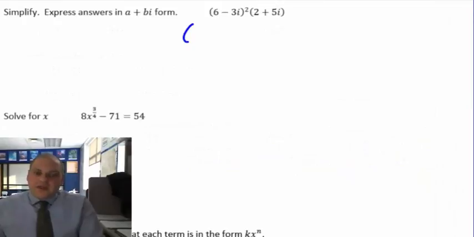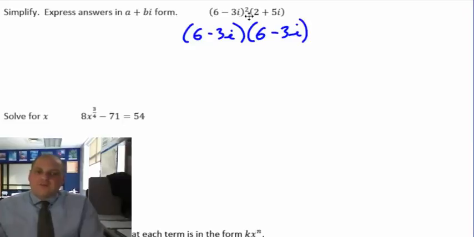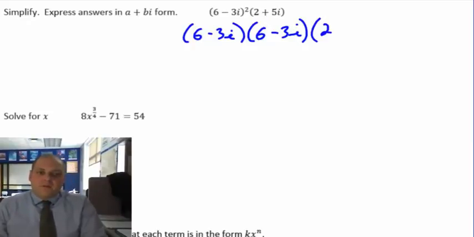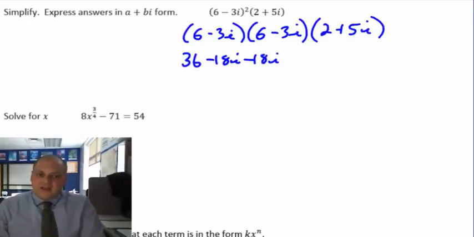So 6 minus 3i times 6 minus 3i, that's got to be done first. Remember, guys, you can't just square these individually. It's 6 minus 3i times 6 minus 3i. And then that'll come along for the ride for now. I'm going to do these first because it'll be just a little easier to do it that way. So this is going to give me 36 minus 18i minus another 18i, and then plus 9i squared.